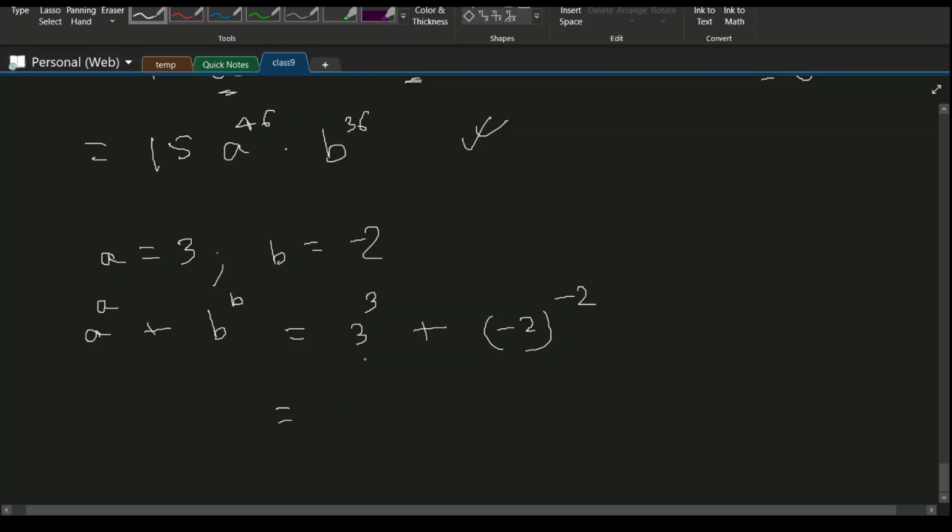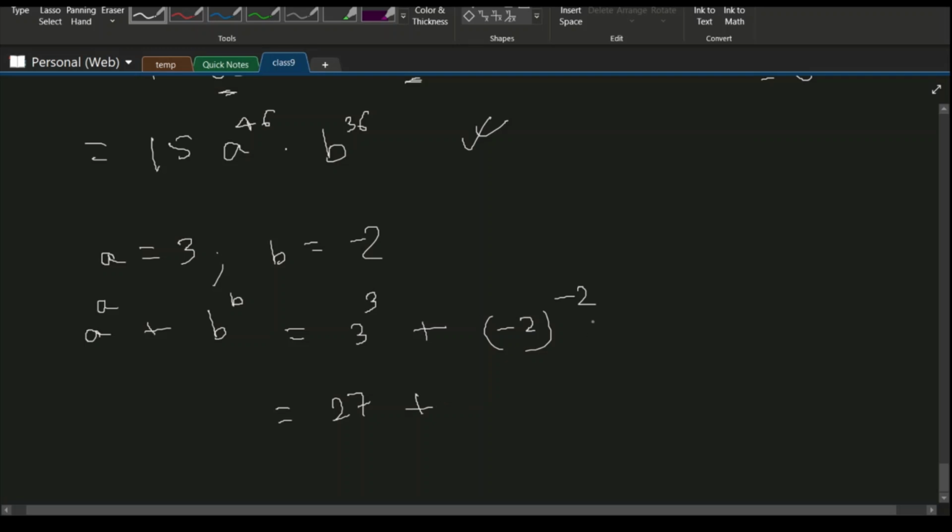Now this is easy. What is this number, 3 cube? 27. Yeah, 3 multiplied with itself 3 times. So that becomes 27.